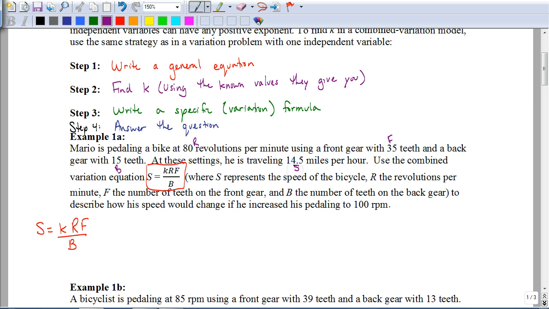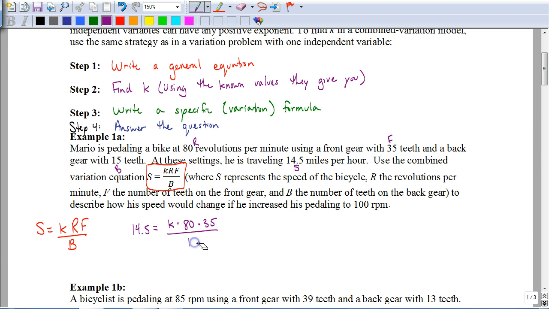And there's your speed. So we're going to plug these numbers into my general equation, and I'm going to use that information to solve for k. So I want to put 14.5, that's my value for s. I'm going to say 14.5 equals my k, times my r times my f, so r is 80, my f is 35, divided by my b, which is 15.